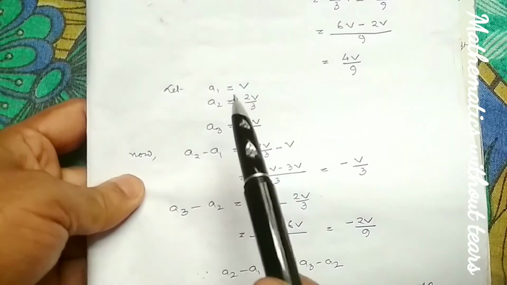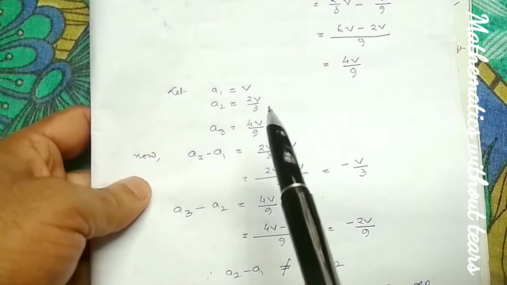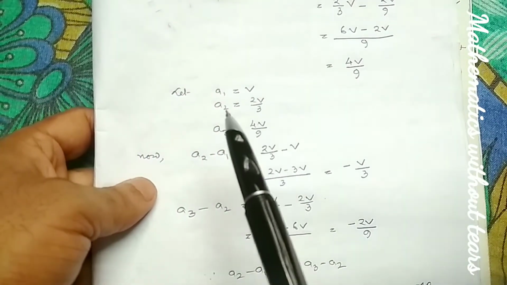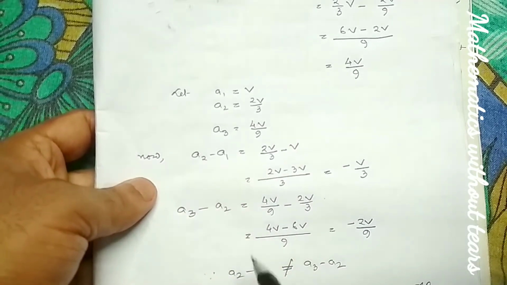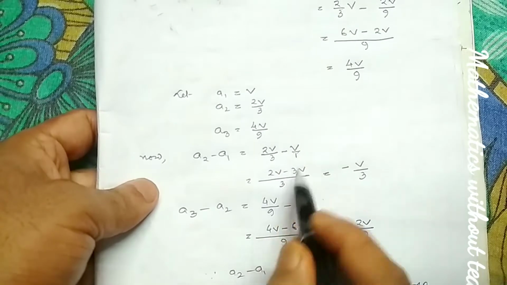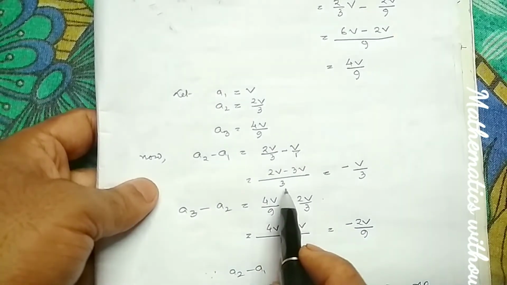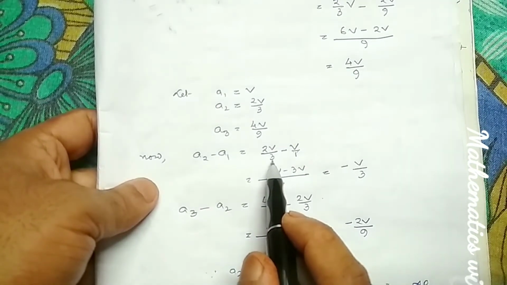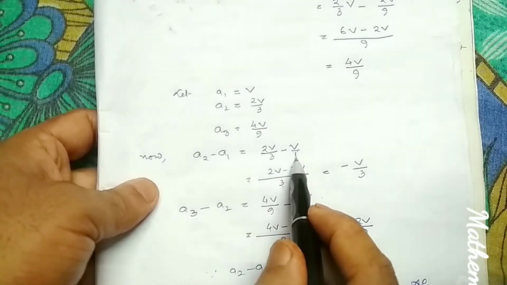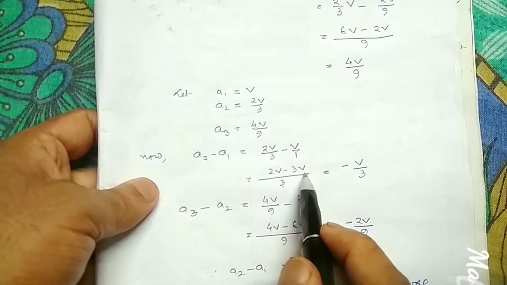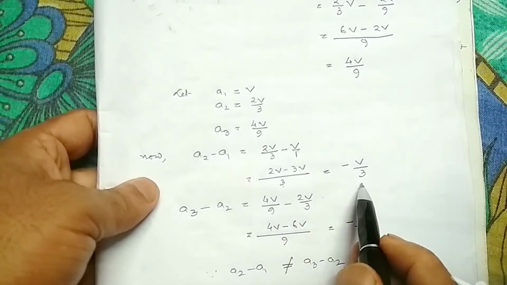Now, suppose the first one is A1, the second one is A2, the third one is A3. Now, just subtract A2 minus A1. This quantity minus this. Here also, it is v divided by 1. So, LCM of 3 and 1 is 3. 3 divided by 3, 1; 1 into 2, 2v minus 3v, so it will be minus v by 3.